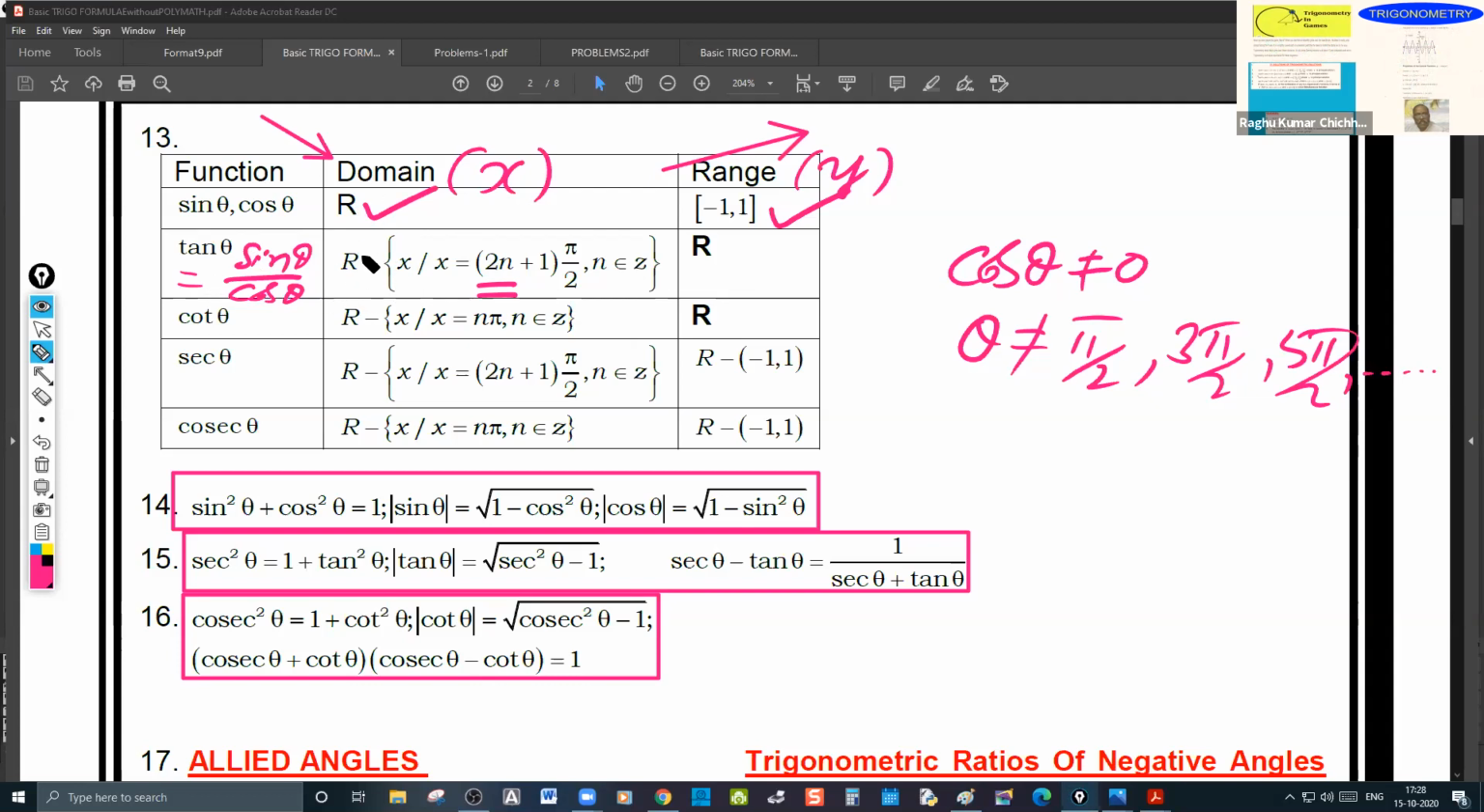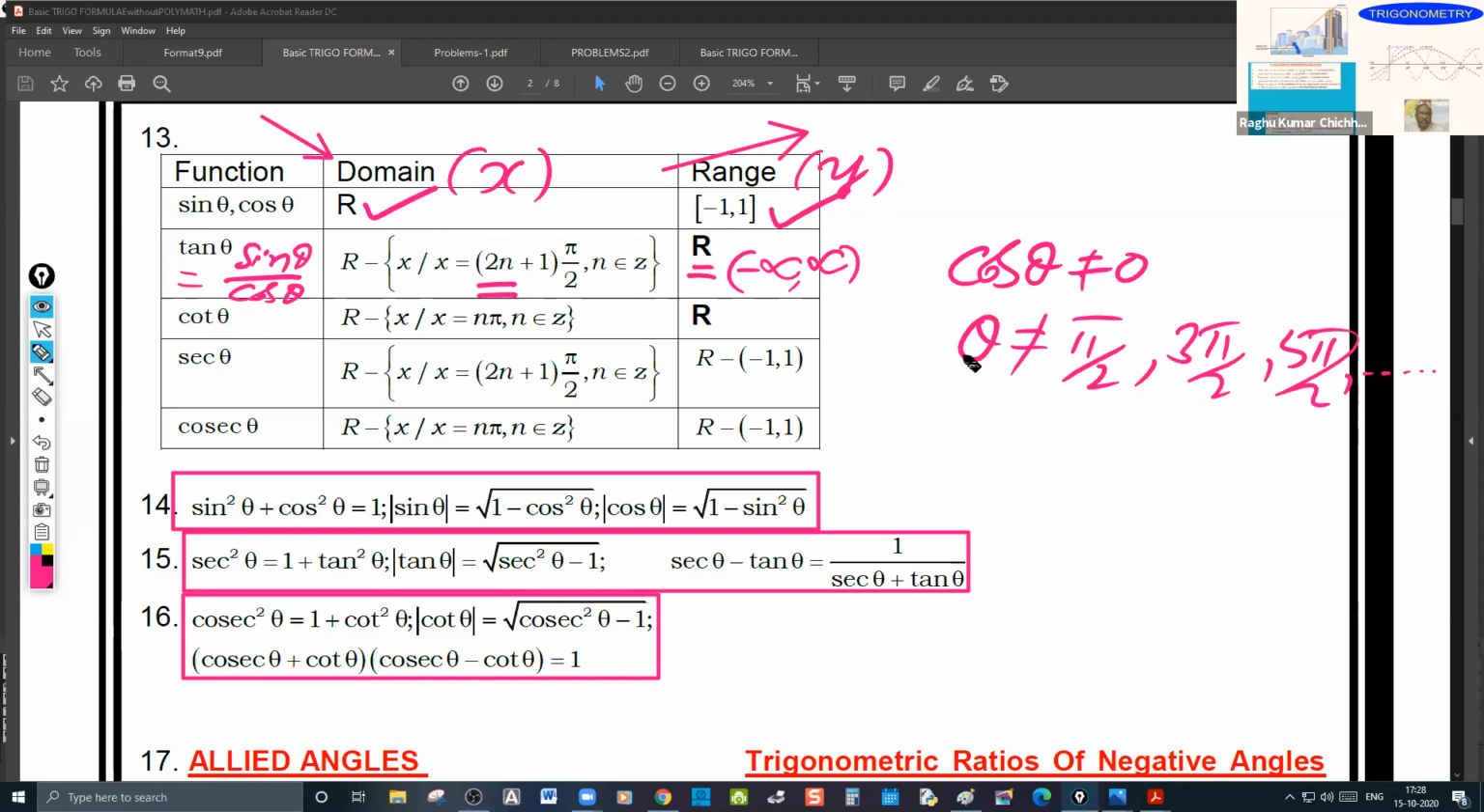So the domain of tan is R minus the set of x such that x is equal to (2n plus 1) into pi by 2, n belongs to the integers. And the range is the set of real numbers because tan 0 is 0, tan 90 is undefined, tan of minus 90 is minus undefined. That means it ranges from minus infinity to plus infinity. So tan accepts every real number except the odd multiples of pi by 2, and in the range, it gives you all the real numbers. So input and output.